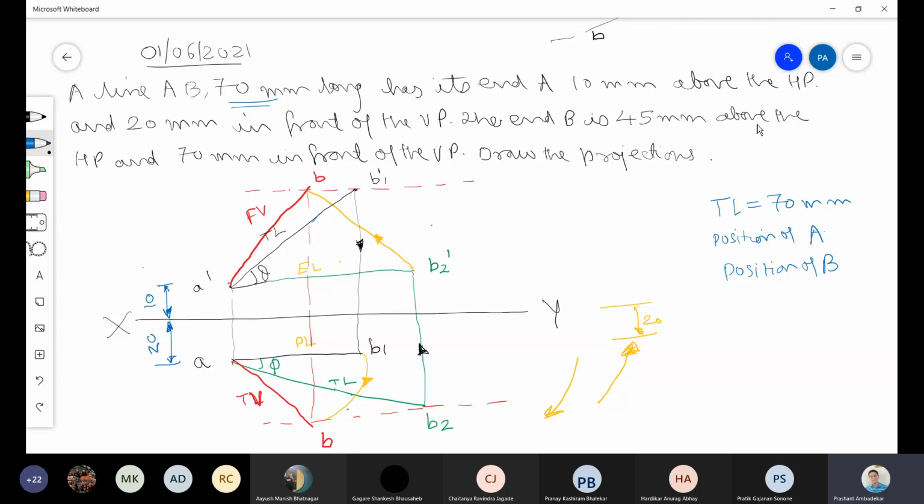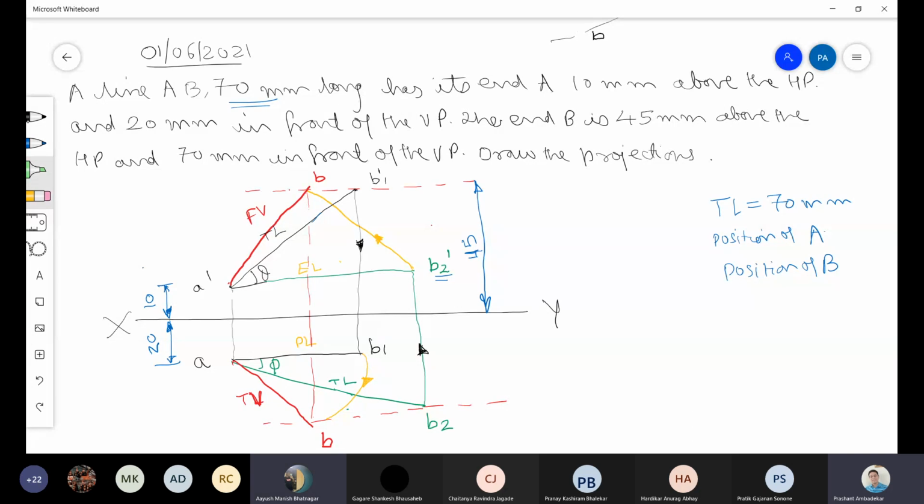End B is 45 mm above HP and 70 mm in front of VP. So this end B, who are we talking about? Is it talking about B2? No. End B is 45 mm above the HP. This means this distance is 45 mm, and 70 mm in front of VP means where?